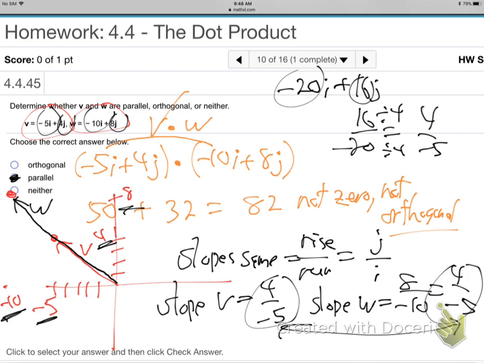Now, the slopes can be exactly the opposite, right? In other words, it could have been going this way. That's still parallel, right? So what would that look like? The negative would be on the top instead of the bottom. It would be down 4 over 5. So in other words, if the slopes are the same except for sign, they're parallel. Does that make sense?